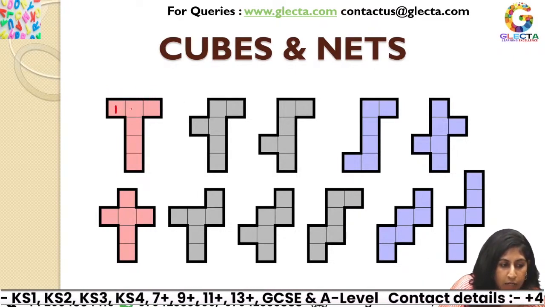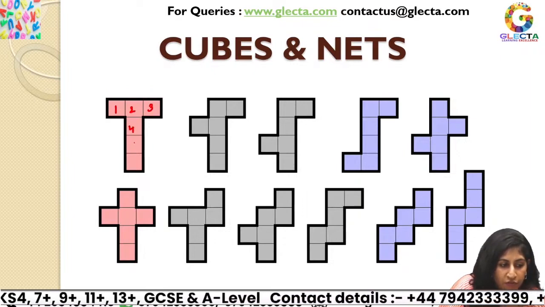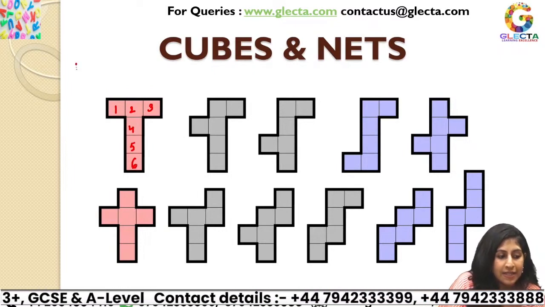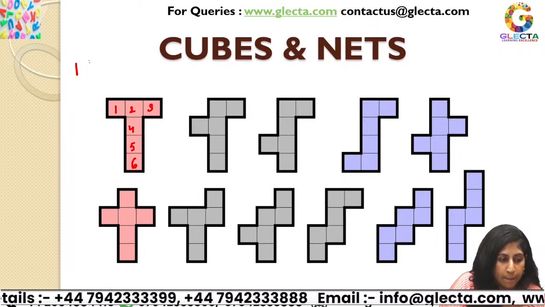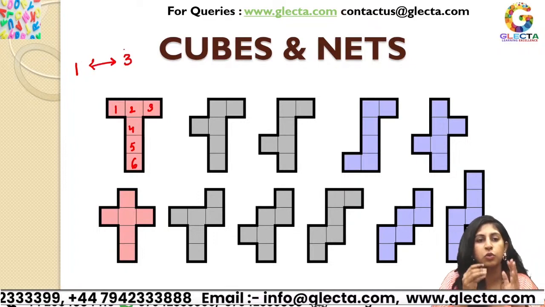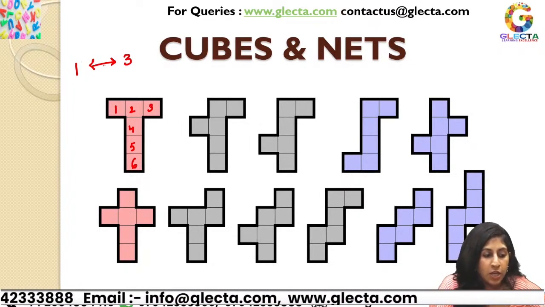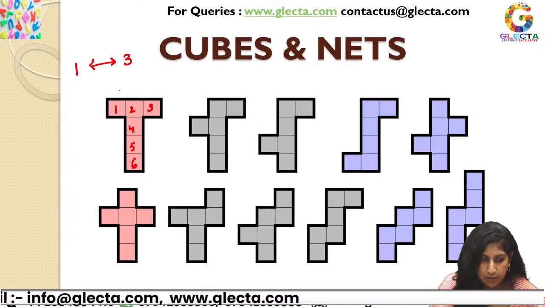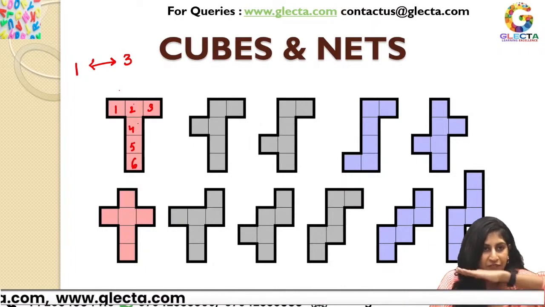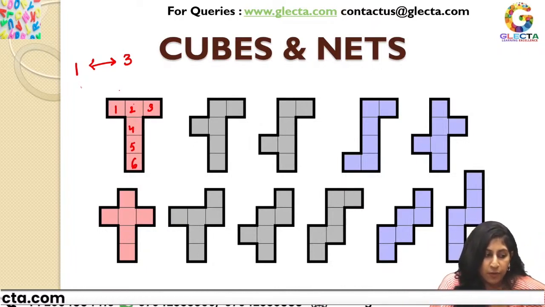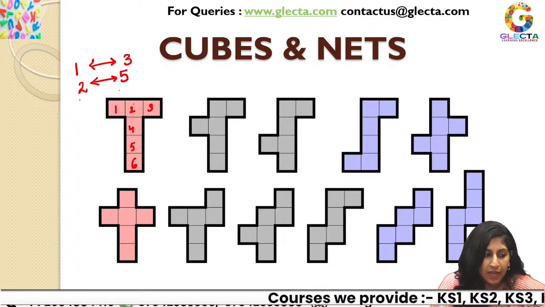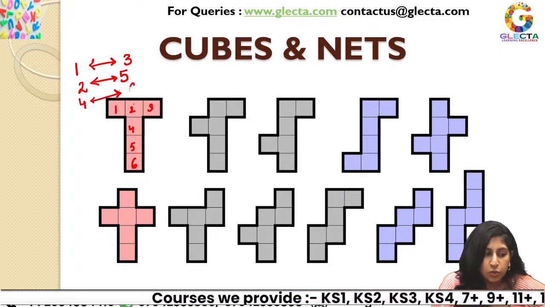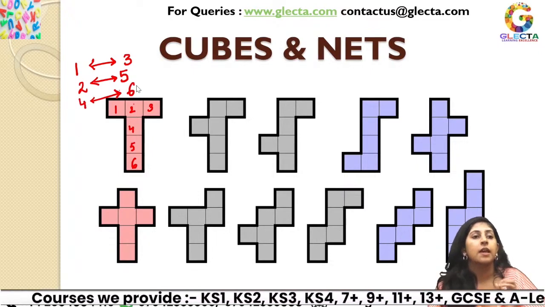So if I write 1, 2, 3, 4, 5, 6, I can say 1 is opposite to face number 3. 2 and 4 are adjacent, right? But 2, leave a square, and then number 5. 2 and 5 would be on the opposite sides. 4, leave number 5, and 6. These 2 would be on the opposite sides.